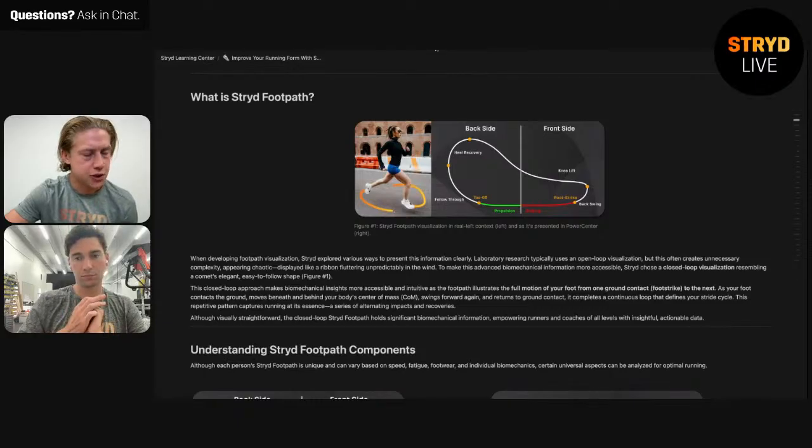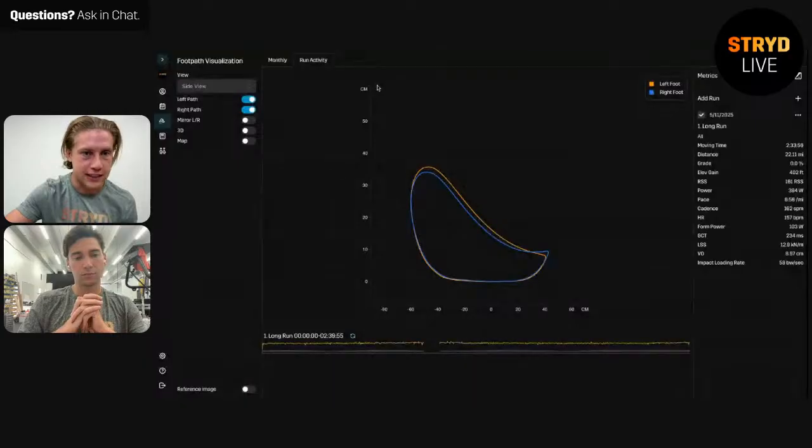So in case this visualization is not immediately recognizable to the Stryd user, this is the same data that the Stryd FootPod reports, and this is an example of the Stryd footpath visualization if you're using Stryd Duo, where you can see both the left and right foot. And this is viewed from the side view here.